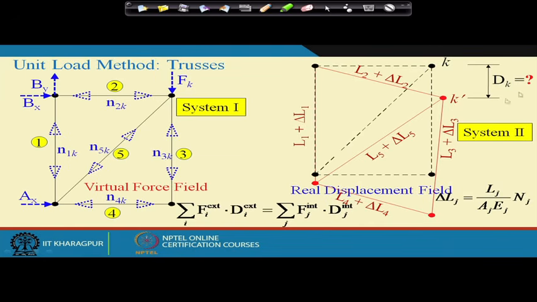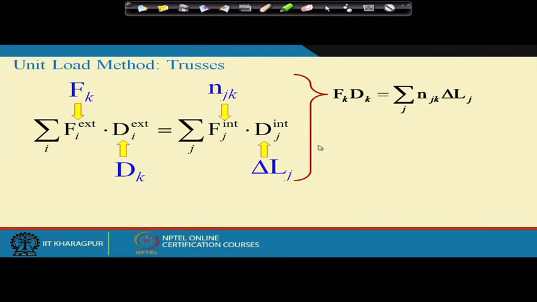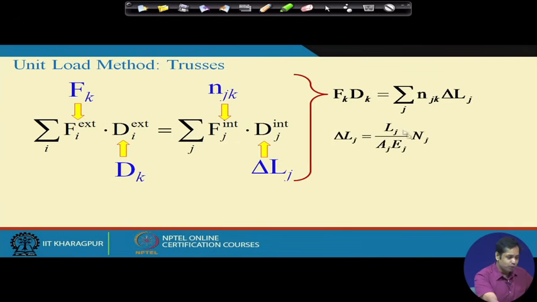So, the external displacement will be this, and the internal displacement will be delta L1, delta L2, and so on. The internal displacement is delta Lj, the change in length in member j. So this becomes Fk into dk, and this becomes the summation of Njk into delta Lj. We know delta Lj is equal to this, as we just discussed. Substitute delta Lj in this equation. Fk is a virtual force, and this is true for any value of virtual force, so just give Fk equal to 1.